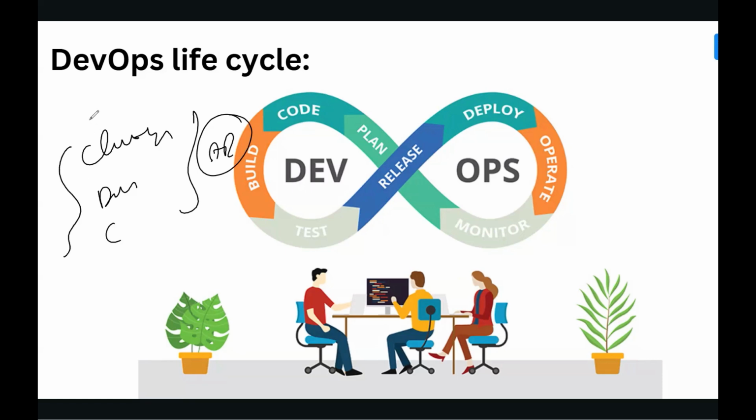Just try to remember, without WhatsApp we are able to survive. Without PhonePe, we are able to survive. All right. So here we can get to know the importance of DevOps.